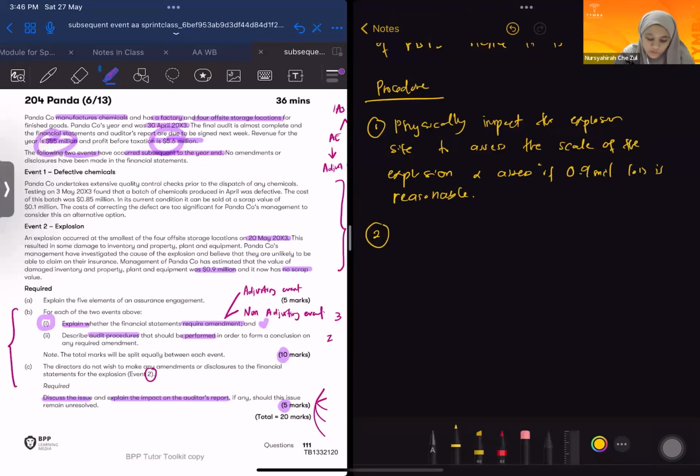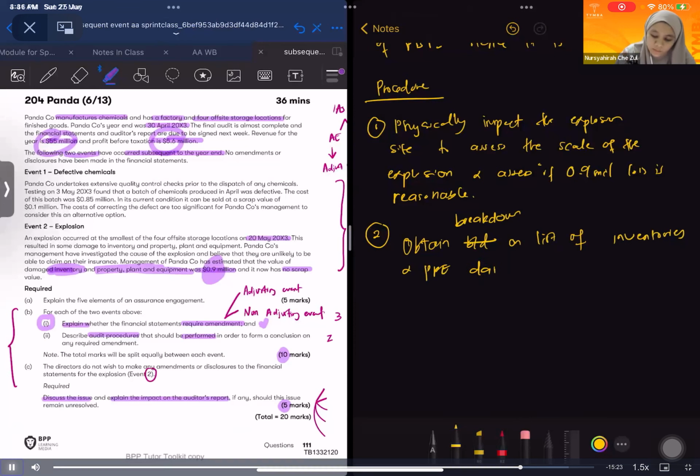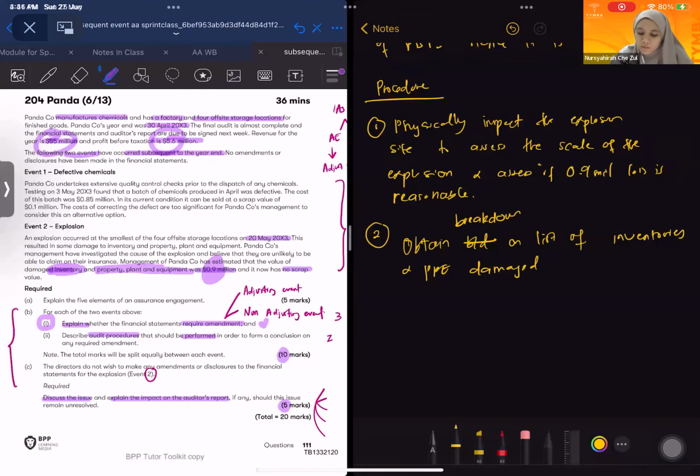Number 2, the hint, guys, is always here. You want to push your client to disclose this loss of 0.9 million, so of course you have to do some work on that 0.9 million. The next one will be obtain breakdown. Obtain breakdown of the list of what? The correct things to say are always in the scenario, so you just refer back to the scenario. Obtain breakdown of the list of inventory and PPE damage.